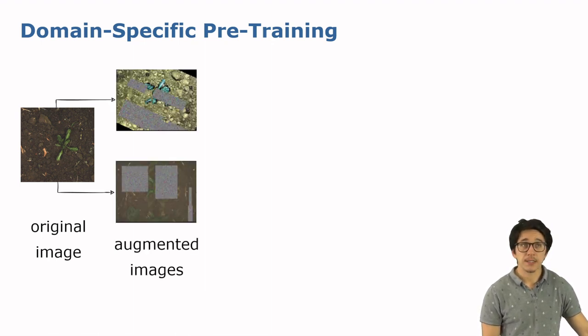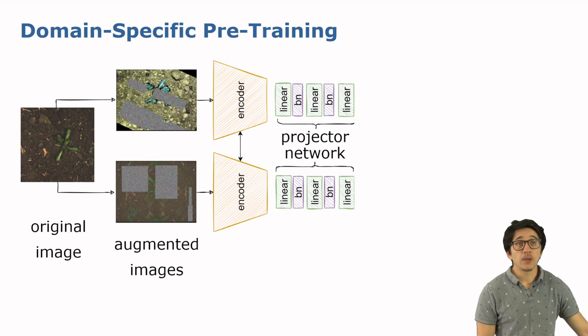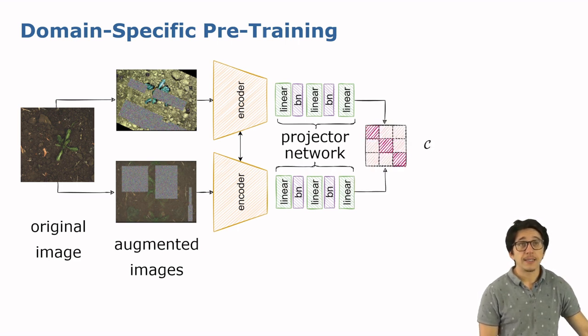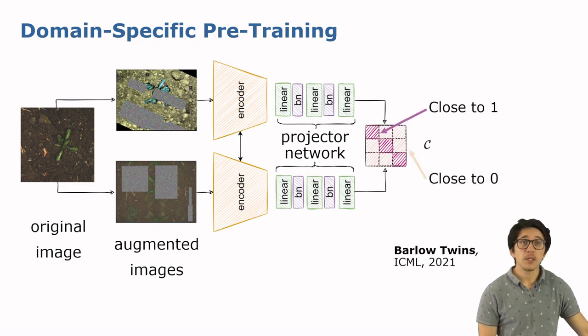Starting from our dataset, we use two sets of augmentations to produce two different views from the same image. Both the images are passed through the network to produce one embedding for each one of them. Then these embeddings are normalized along the feature dimension and the cross-correlation is computed. The loss we use forces the cross-correlation of views coming from the same image to be 1, while the cross-correlation of views coming from different images to be 0. This architecture and loss were originally presented in the paper Barlow Twins from ICML 2021.